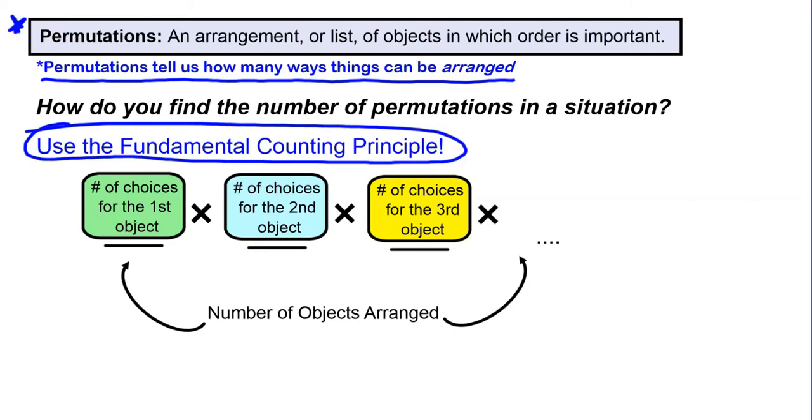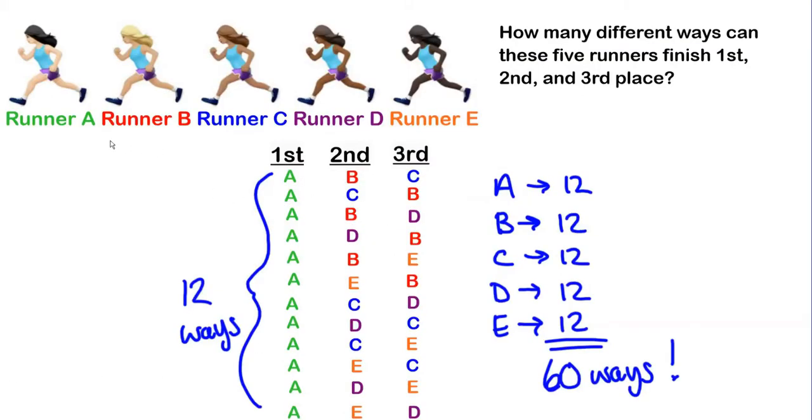And then we simply multiply the number of choices we have for the first object times the number of choices we have for the second object times the number of choices we have for the third object, and so on and so forth if we picked more than three at a time. So let's jump back here to this situation and let's think about using the fundamental counting principle.